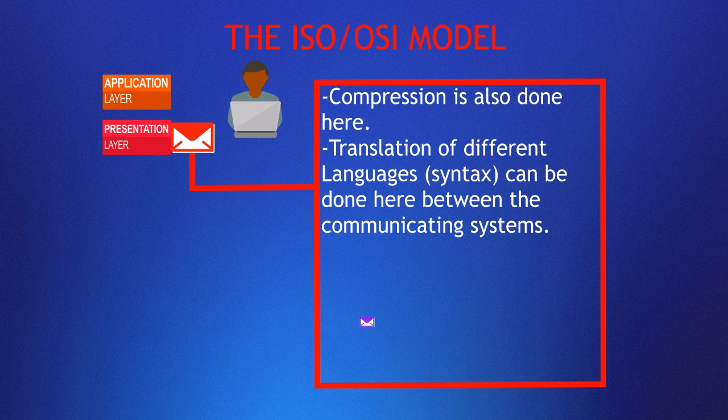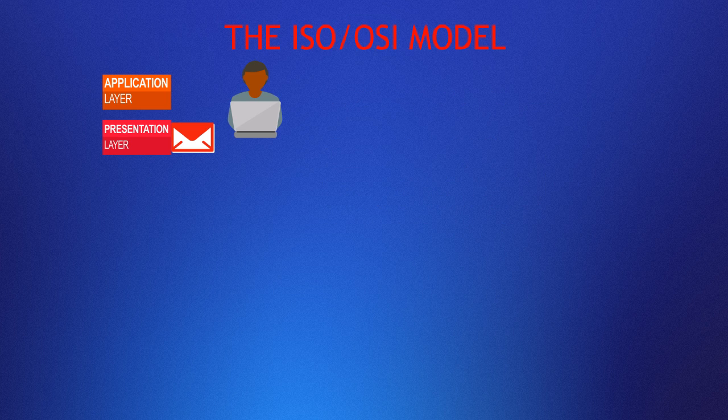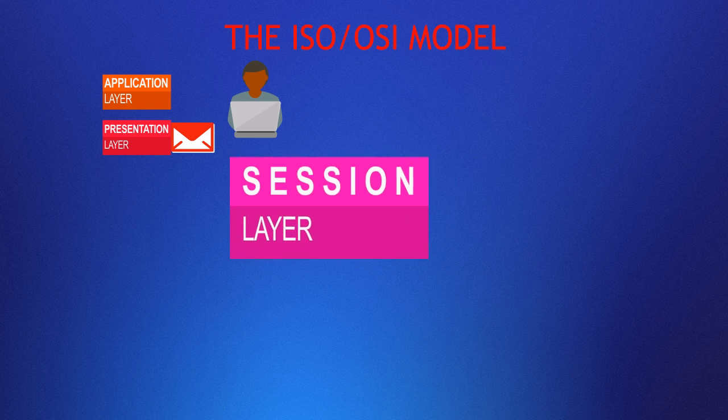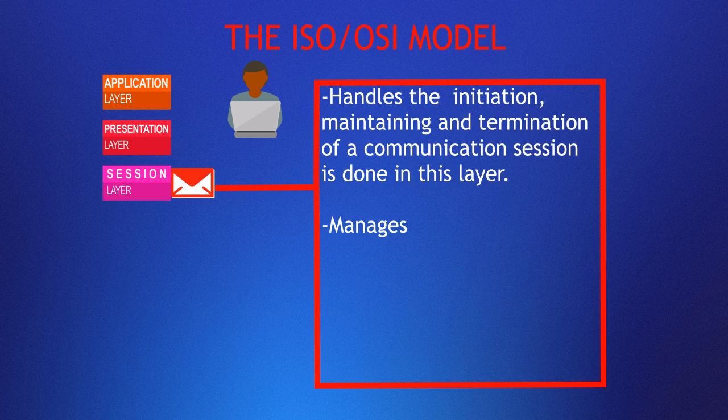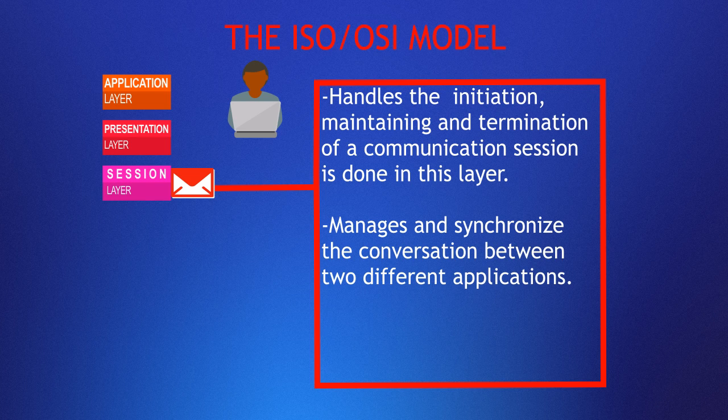After the data has been presented in an accepted format, we now need to establish the communication between the applications. In other words, we need to establish a session, that is a duration of time which the applications are going to communicate. This is handled by the session layer. The session layer is responsible for initiating a session, that is allowing two applications to start the communication, maintaining that communication, and when the communication has been completed, to terminate the sessions.